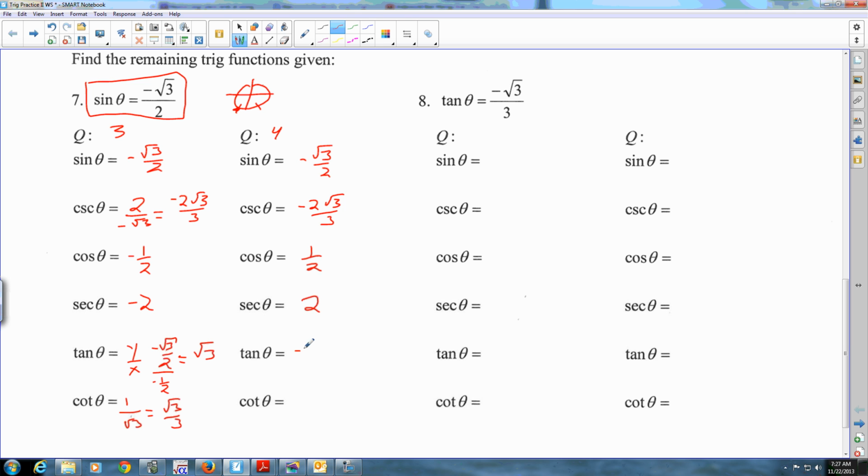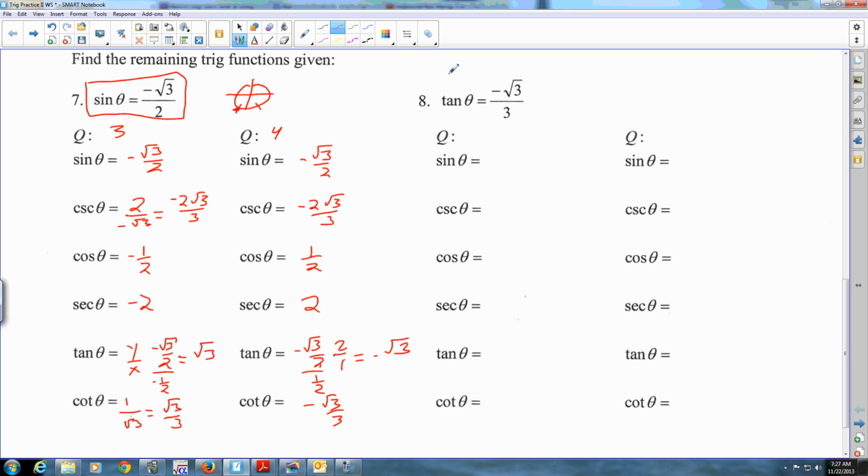I'll just write it. Negative square root of 3 over 2 over positive a half this time, times 2 over 1. The 2's cancel. Negative square root of 3. And when you take the reciprocal, we did that, but this time it's going to be negative, so negative square root of 3 over 3. So that's how you find the other 5 trig functions given one piece of information.